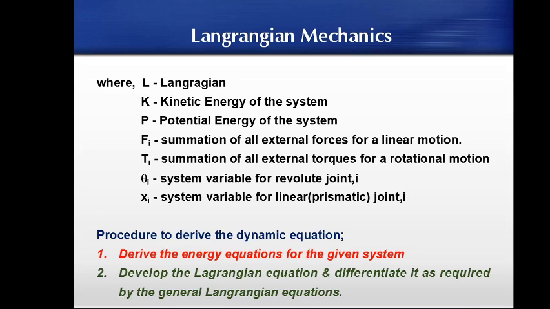So the procedure to derive the dynamic equation is that first of all we need to derive the energy equations for the given system. That is, we need to find the expression for the total kinetic energy acting on the system. Then we need to find the expression for the total potential energy acting on the system. Then find the difference between them, which gives you the Lagrangian. That is step 2: develop the Lagrangian equation. Then differentiate this Lagrangian with respect to the required terms. We will first consider the general equation which is applicable, and try to find which terms are required. Then we will move ahead.